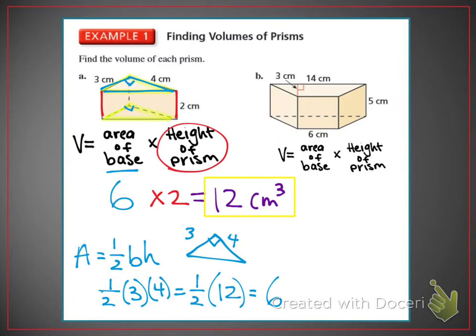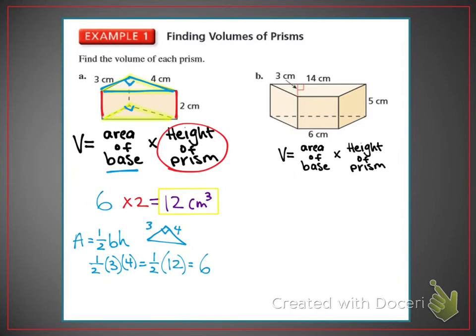It's a little more complicated because it's a different picture. What shape is the base on B? It's a trapezoid. Go ahead and highlight the 2 trapezoids. Once you've highlighted the 2 trapezoids, it is very easy to find the height of the prism. So how far apart are the 2 trapezoids? 5 centimeters.